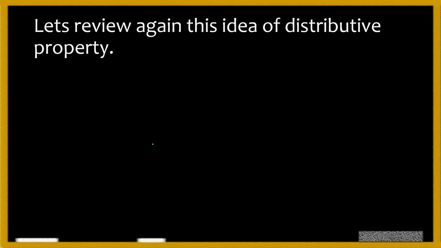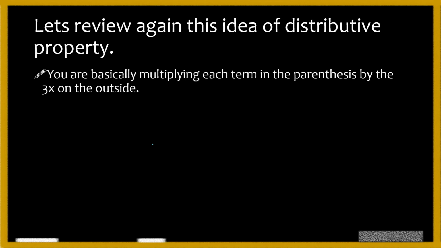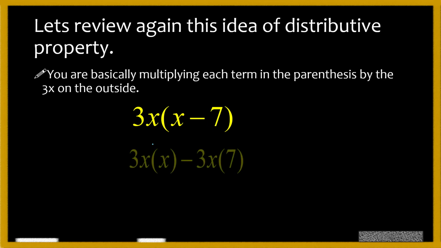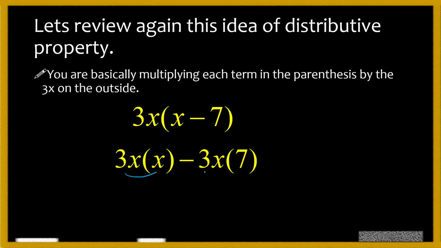Let's review again this idea of the distributive property. You're basically multiplying each term in the parentheses by the 3x on the outside. So you can see here I have the 3x times the x, and I have the 3x times the 7. So I put the minus here. I could have made that plus 3x times minus 7. It would be the same thing. And I'd get the 3x squared minus 21x.